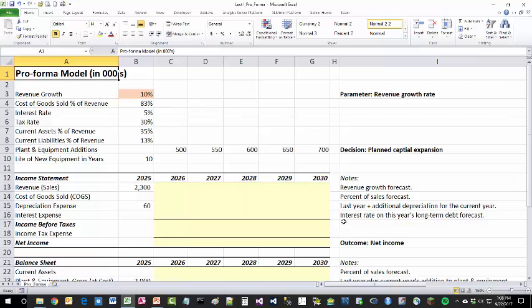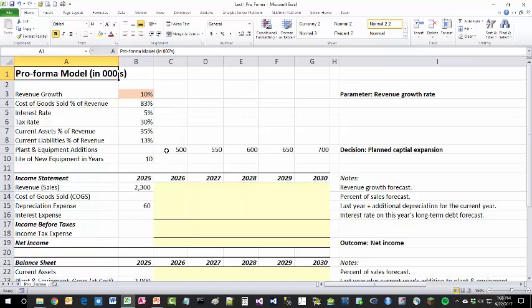Based on the past few years, cost of goods sold has averaged about 83% of the revenue. And we're going to assume the same for each year between 2026 and 2030. Interest rates on our long-term debt are about 5%, tax rate about 30%, and current assets and liabilities can be estimated as relatively fixed percentages of revenue at 35 and 13% respectively.